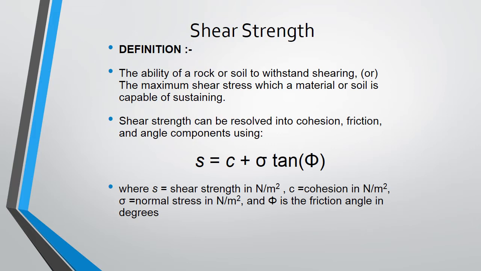Shear strength. Shear strength is defined as the maximum shear resistance which a material or soil is capable of sustaining. The shear strength can be resolved into cohesion and friction angle components using S = C + sigma tan phi, where S is the shear strength, C is the cohesion, sigma is the normal stress applied, and phi is the friction angle in degrees of the backfill.